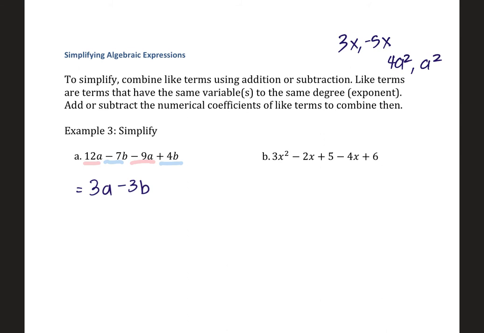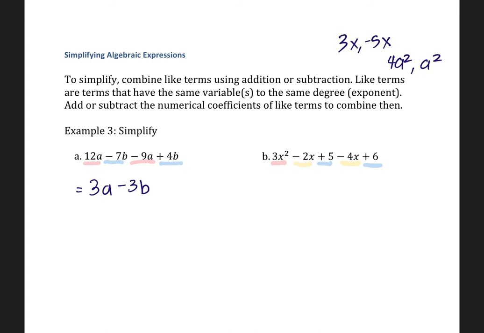We have an x squared, so that's actually, there's no other x squared, so it's on its own. We also have negative 2x and negative 4x, and then 5 and 6. It also works for numbers. If there's no variable attached, then those are like terms also. So 5 and 6, since they're just constants or numbers without variables, then they're like terms.